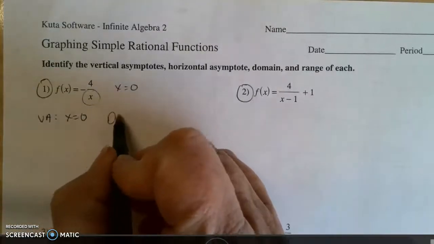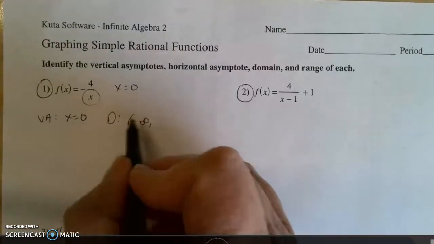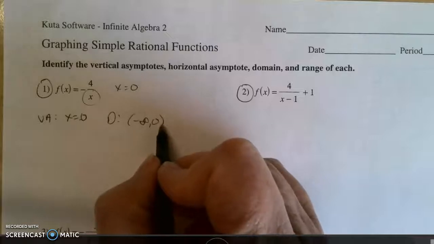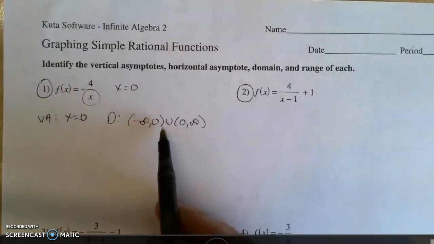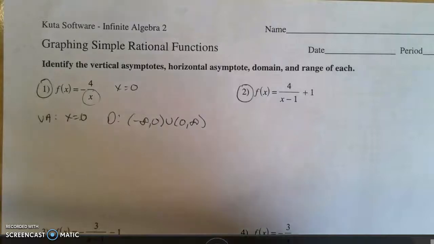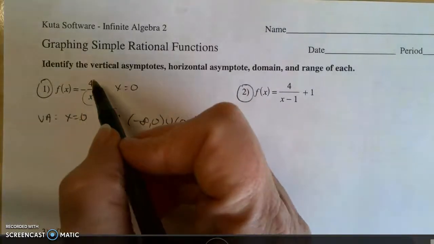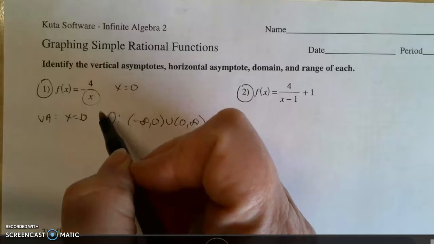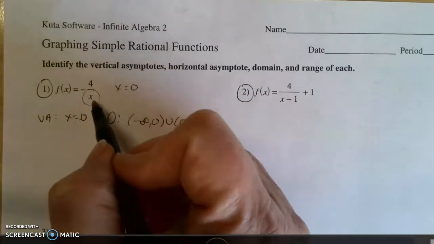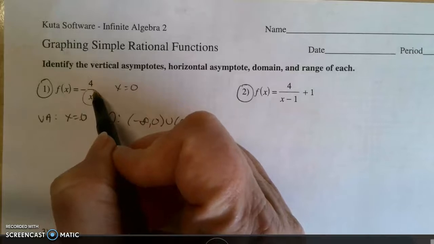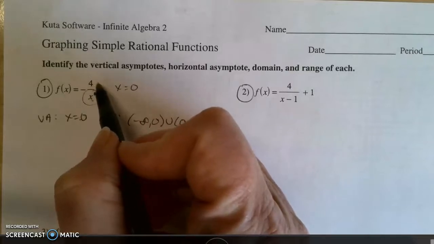From there, I can get my domain. This 0 is the place that we don't cross. And so that's where we're going to have our dotted line. Horizontal asymptote. We take a look at our x and the numbers in front and the exponents of our x. So the exponent for this x is 1, and there isn't one up here.